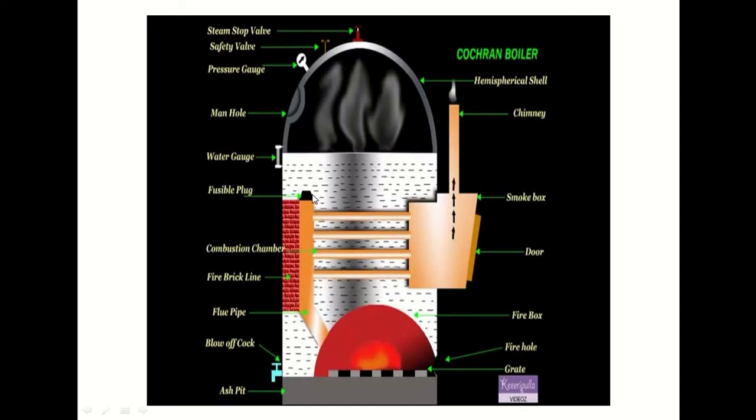Here is the fusible plug. The fusible plug is a mounting, a requirement of the boiler. We will see in the next lecture what the mountings and accessories are, one by one. Then here is a water level indicator.